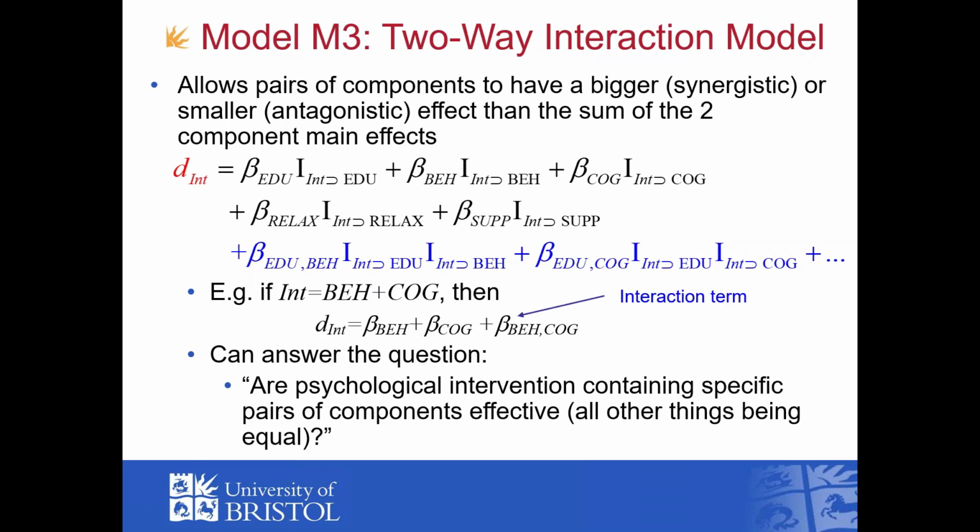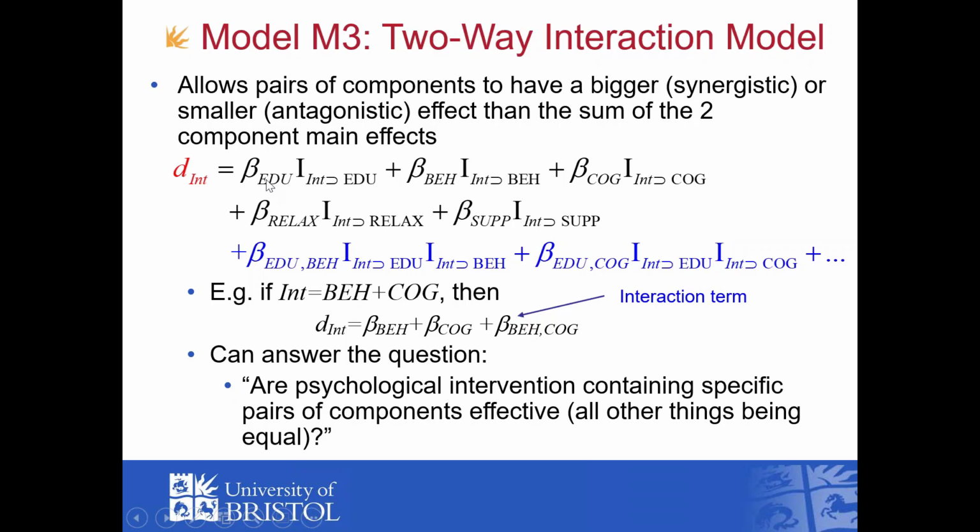We can relax that by assuming interaction effects, and we can have a whole range of different complexities, two-way interactions, three-way interactions, and so on. In practice, it's very difficult to fit even a two-way interaction model, so I'm not going to show you more complex models. But a two-way interaction model would look like this.